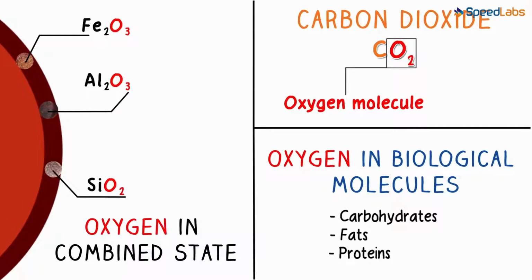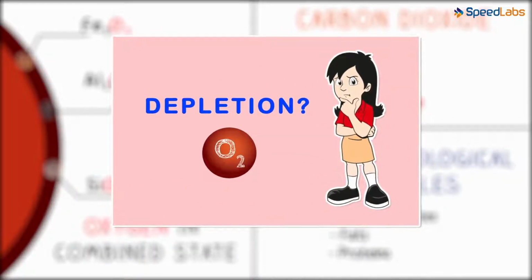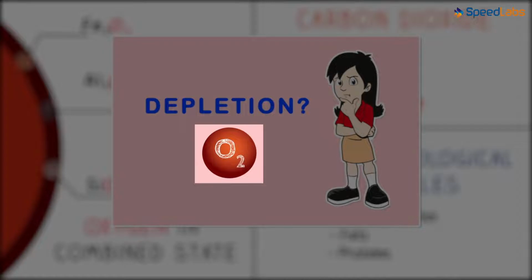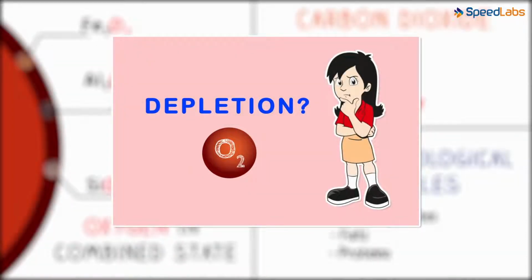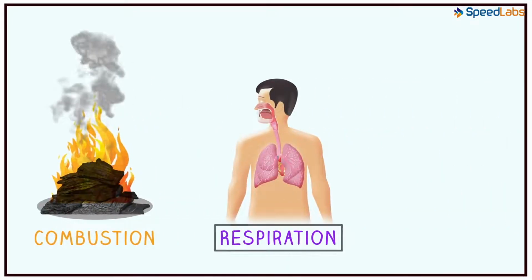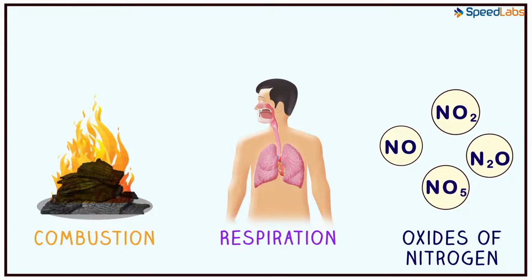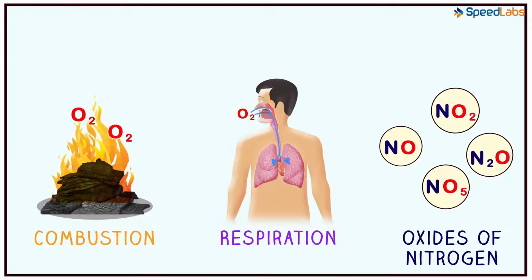If we have so much oxygen around us, then why do we have to worry about the depletion of this gas? The main reason is that the oxygen of the atmosphere is used up mainly by three important processes. Can you guess which ones? Combustion, respiration, and formation of oxides of nitrogen are the three main processes where oxygen is used up.